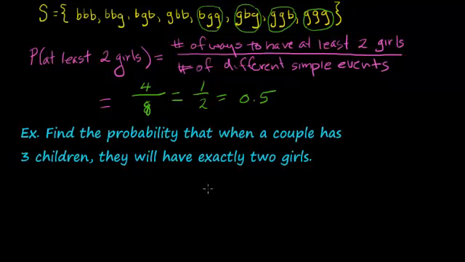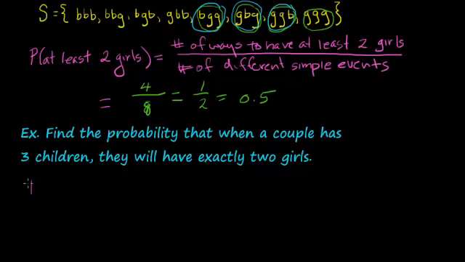We want to find the probability that when a couple has 3 children, they will have exactly 2 girls. Okay, so this time it's the same sample space, right? The couple with 3 children. So the sample space hasn't changed, but now we want them to have exactly 2 girls. And we saw that happened here: 2 girls, 2 girls, and 2 girls. But we wouldn't count the last one that time because 3 girls is not exactly 2 girls.